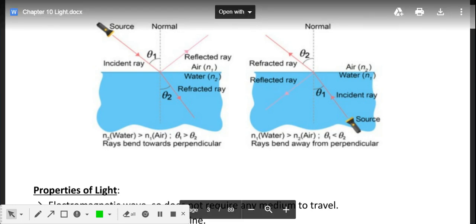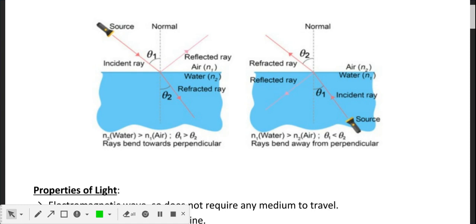In this case, you can observe there is no change in medium. From here, it has struck the object and then bounced back in the same medium. That is known as reflection, right? Reflection.